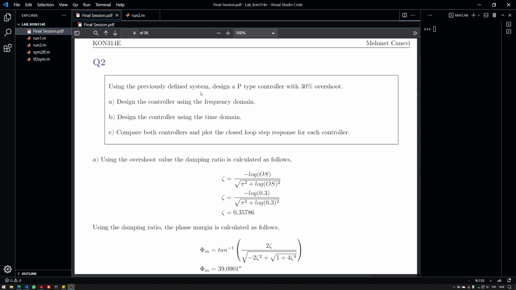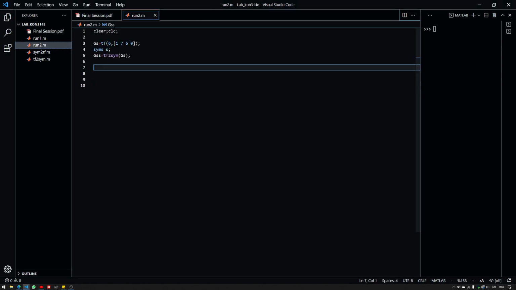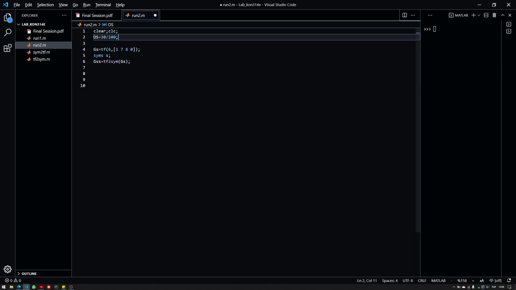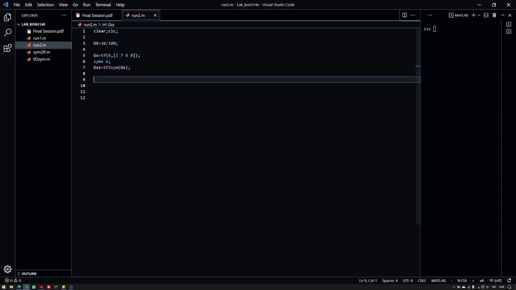Now, let's basically start with the frequency domain. Since we have 30% overshoot, the first step in calculating a p-type controller is to get the corresponding zeta value. Overshoot is equal to 30 divided by 100. Maybe we should put a little bit more on top.